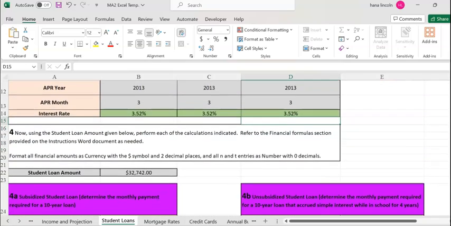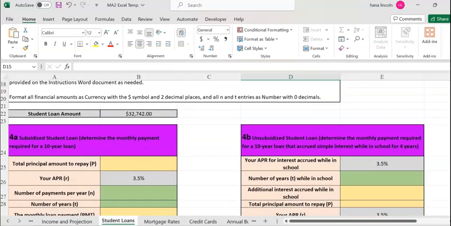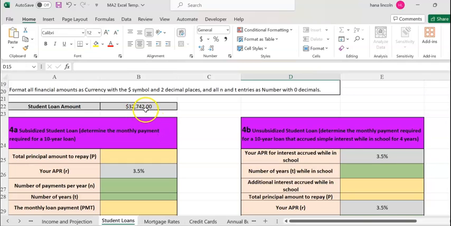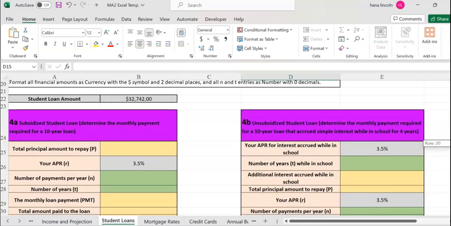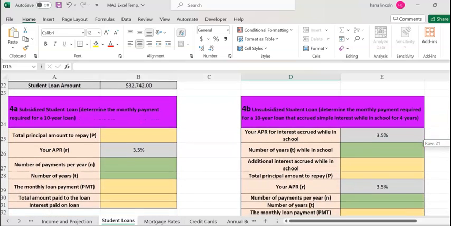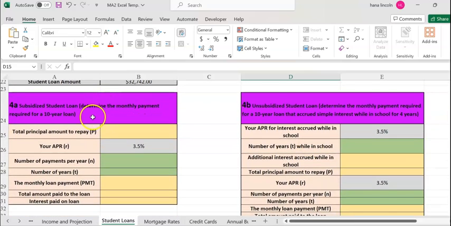Go down a little bit. We have this again, the student loan amount, $32,742. That's the student loan amount. We're going to use those values to be entered on tables 4A and 4B. So the goal is to compute the monthly payment, which is PMT, in both the subsidized and unsubsidized cases, so how much the student would pay every month after graduation.